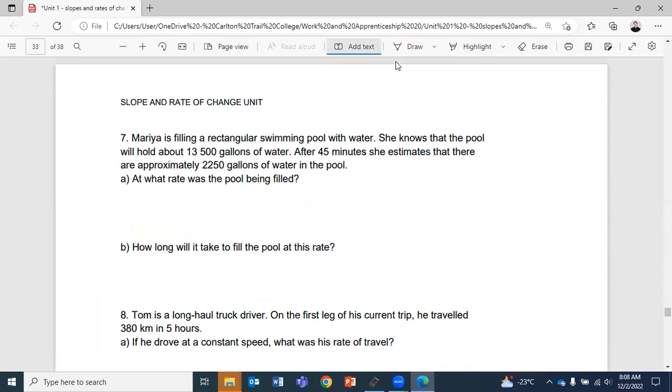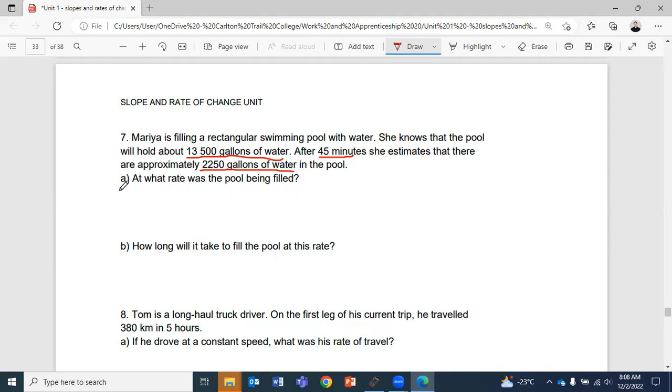Okay, question 7 here. Mariah is filling a rectangular swimming pool with water. She knows that the pool will hold 13,500 gallons of water. After 45 minutes, she estimates that there's 50 gallons of water in the pool. At what rate was the pool being filled? So there's a couple things we could do. One, I'm going to suggest we could turn these minutes into hours if we want. I'll try and do it both ways.